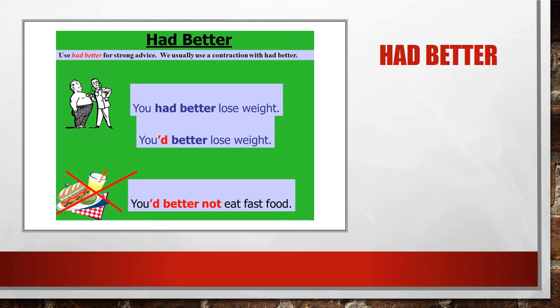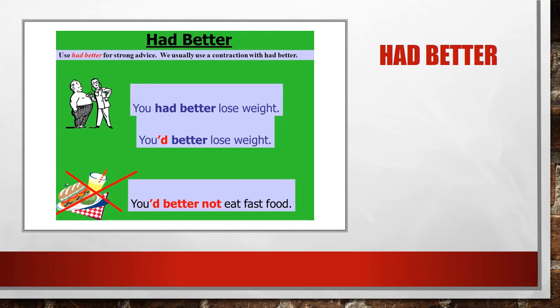So that's it. If a doctor is telling his patient, más vale que pierda peso, más vale que no coma comida grasosa, well, she may be using had better. Something like, you had better lose weight, you better lose weight. There is the contracted form, but it's the same meaning. Or you better not eat fast food.